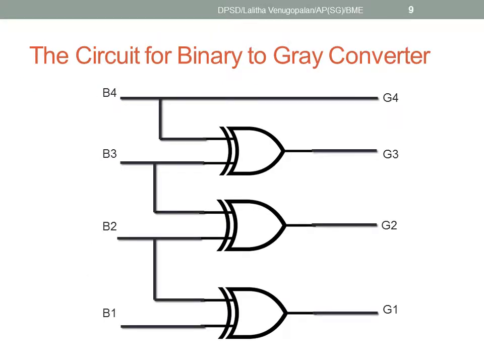If I try to realize this as a circuit, I would require three exclusive OR gates. B4 is the same as G4, so I don't need any gate there. B4 and B3 are exclusive ORed to get G3. B3 and B2 are exclusive ORed to get G2, and B2 and B1 are exclusive ORed to get G1. So this is how I realize the circuit, and when I breadboard or simulate it and give B4, B3, B2, and B1 as a combination from the truth table, I get the corresponding gray outputs in G4, G3, G2, and G1.